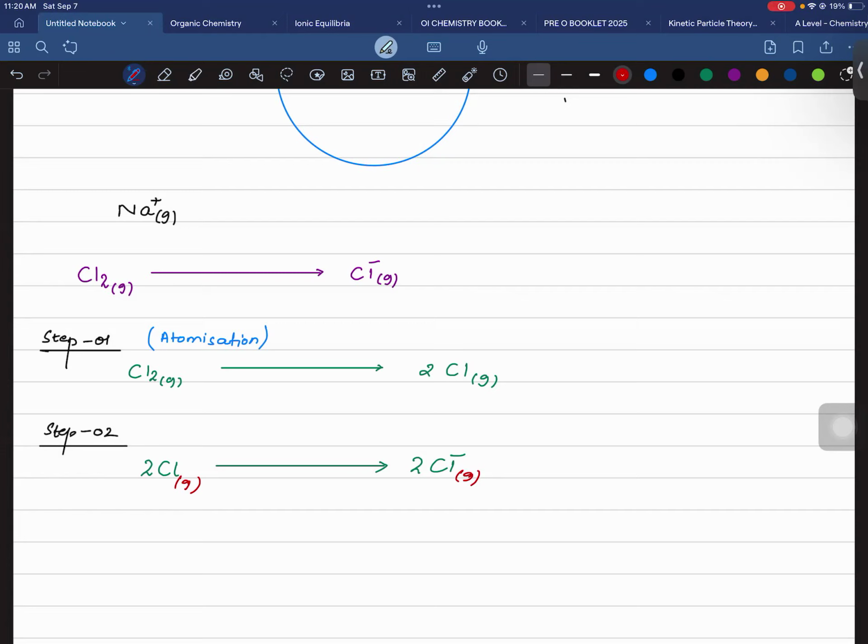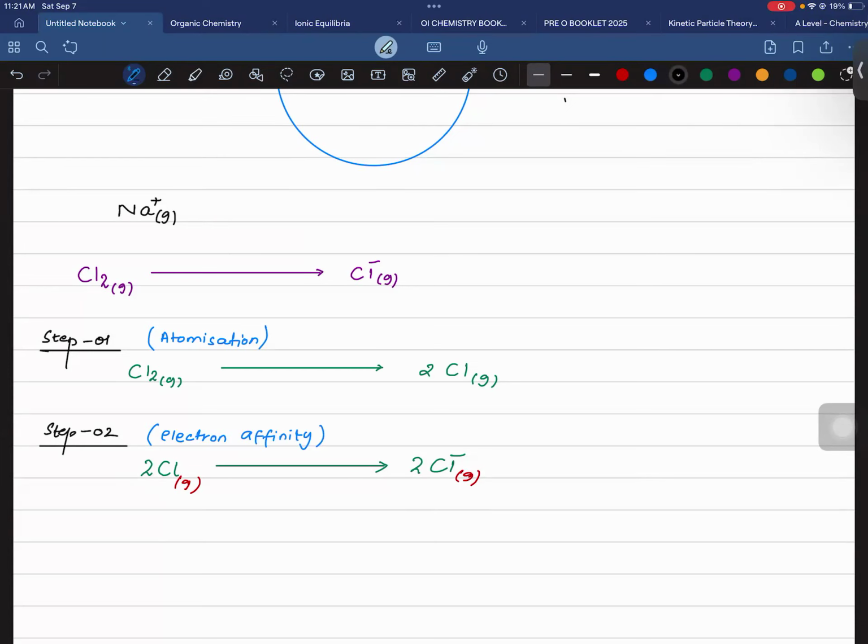So for sure you don't know the name of the process, because this was not in the syllabus. In AS syllabus, this is called electron affinity. We would be discussing this. This is electron affinity, right?